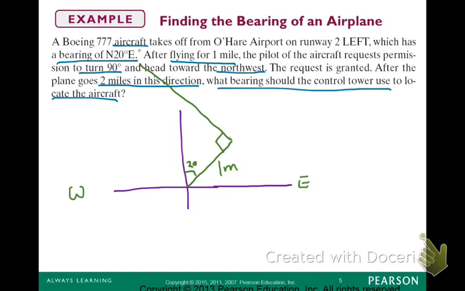And they told you that he went that far for how long? 2 miles. And then the control tower wanted to contact them. Where's the control tower? Where's the airport? At the origin. Yes. So here's your tower. So we need to complete our triangle, do we not? Yes. Okay. So complete your triangle. You've got to connect the tower to the airplane. So connect your tower to the airplane.